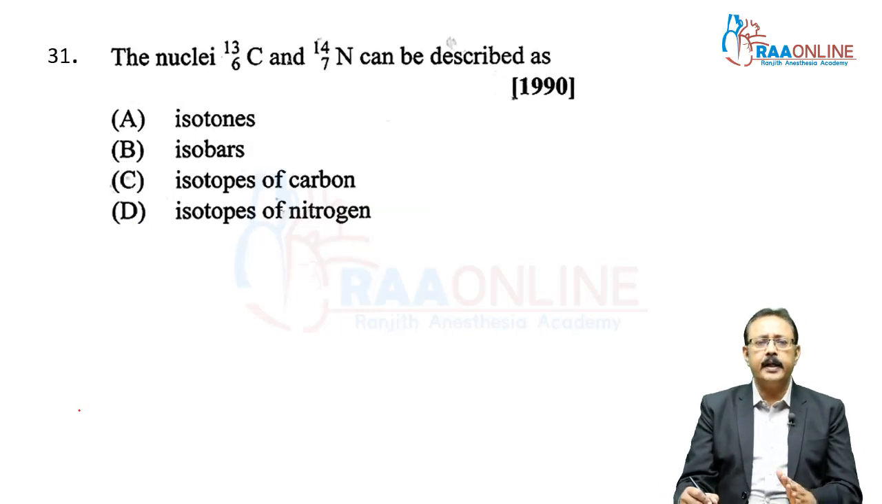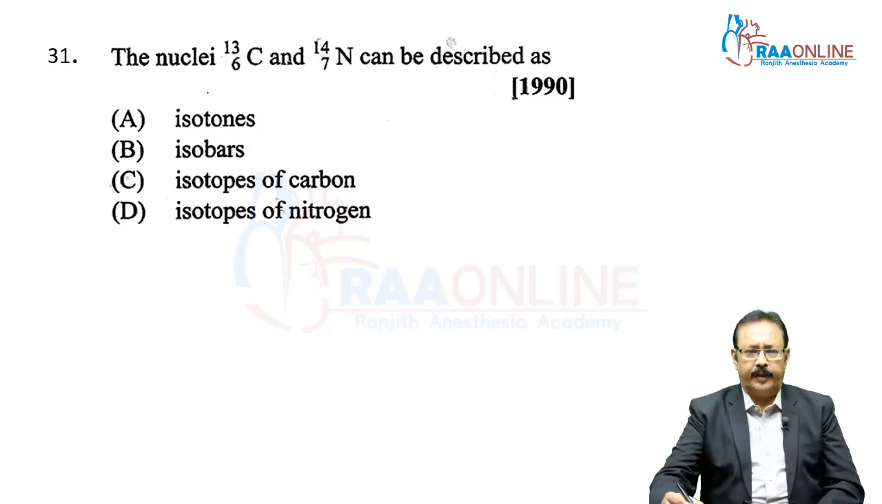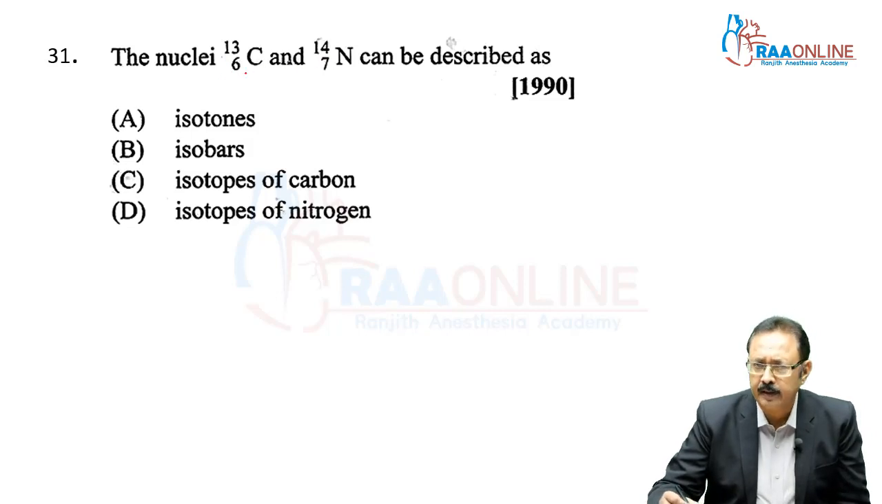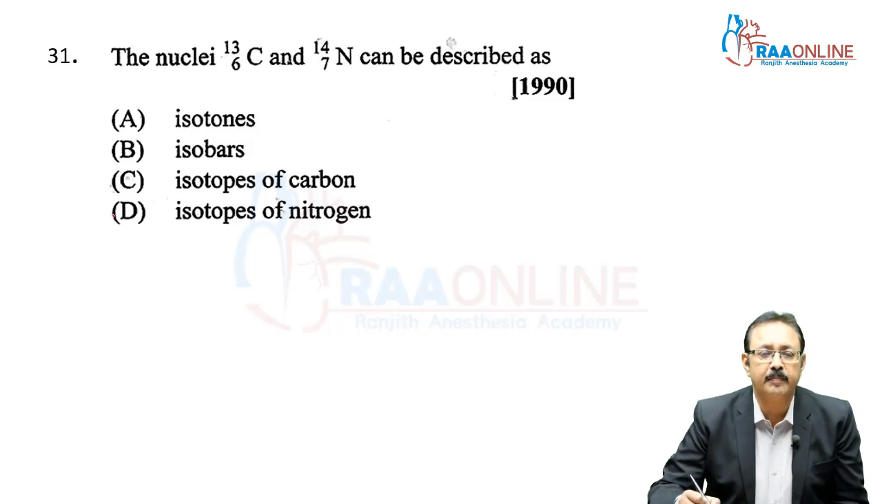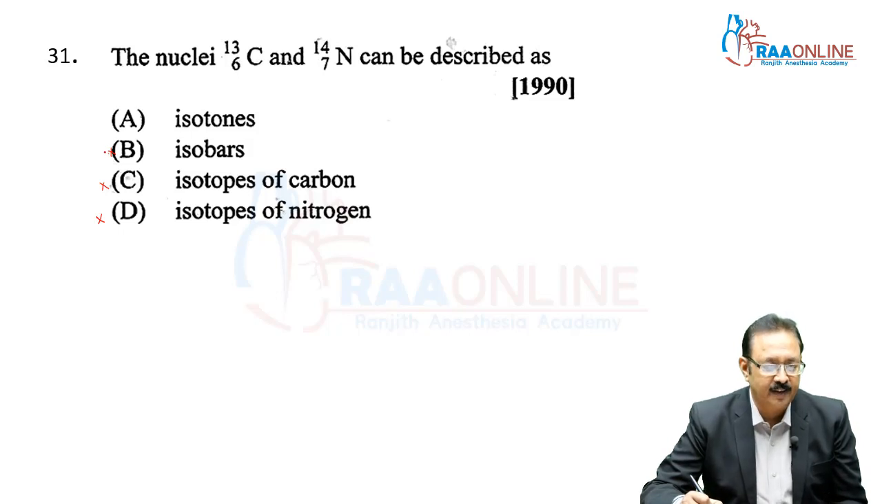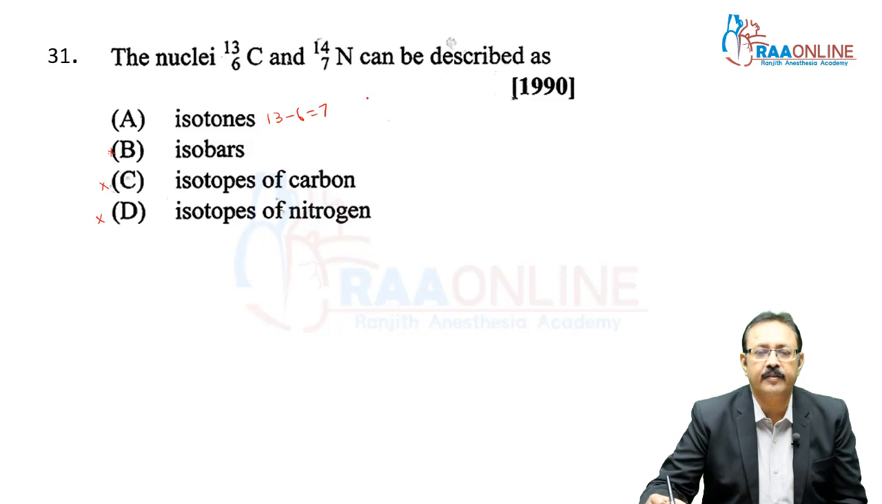Next, it is from 1990 AIPMT. The nuclei, carbon 13 and nitrogen 14, can be described as C. Atomic numbers are different, so they cannot be isotopes. Isotopes of nitrogen, C and N, different symbols we are using. So it cannot be D, it cannot be C. Atomic masses are different, so it cannot be B. So only one option is remaining. So 31st, it should be A. Why A? Number of neutrons, 13 minus 6 is 7. And again in the other, number of neutrons, 14 minus 7 is 7. They are isotones.